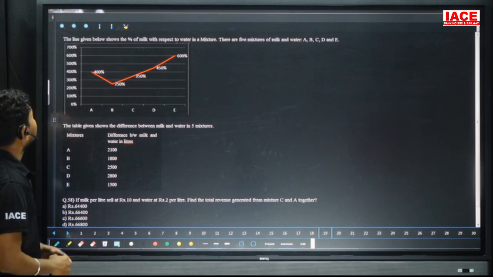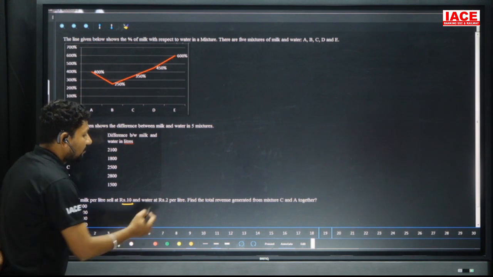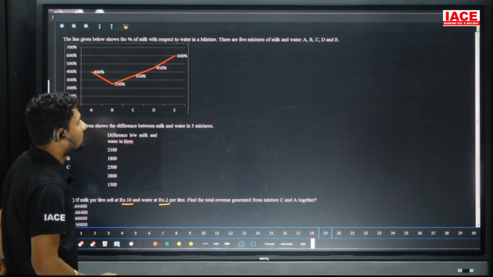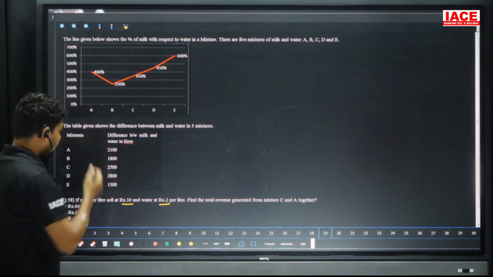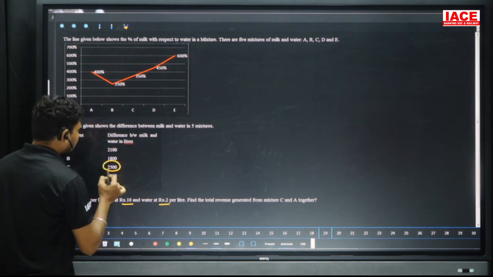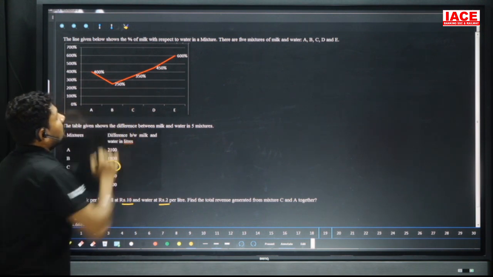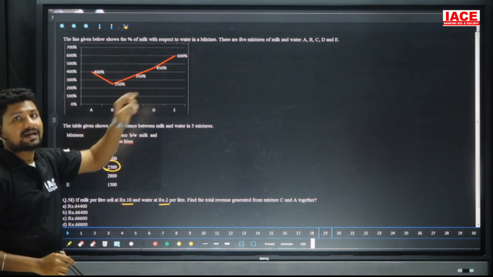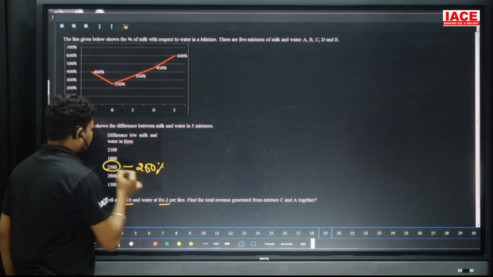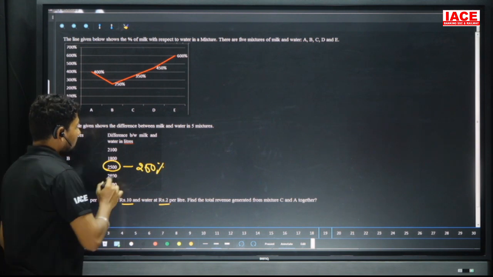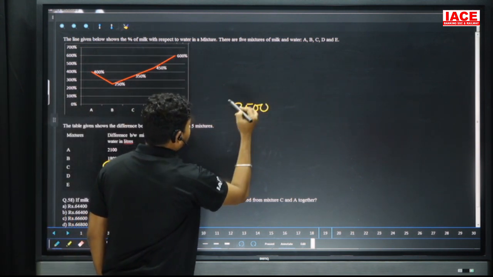Next question is, if the milk per liter sale is 10 rupees and water is 2 rupees per liter, find the total revenue generated from the mixture C and A together. Mixture value is required, the total mixture value. So 2500. This 2500 belongs to C. C's milk is 350 percent, water is 100 percent. The difference is 250 percent. 250 percent is equal to 2500.